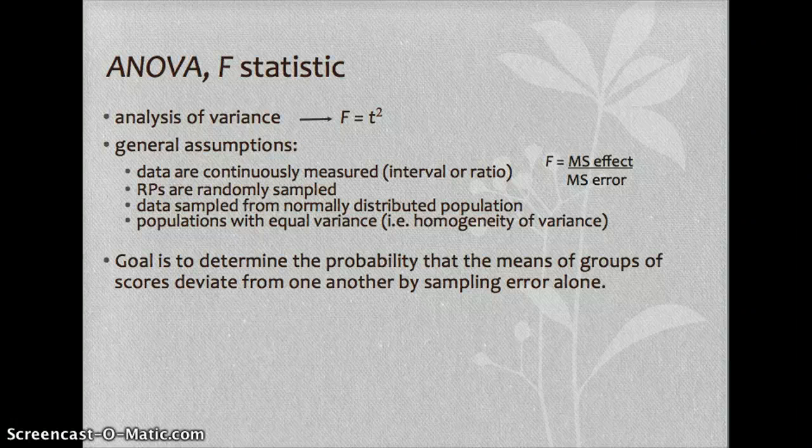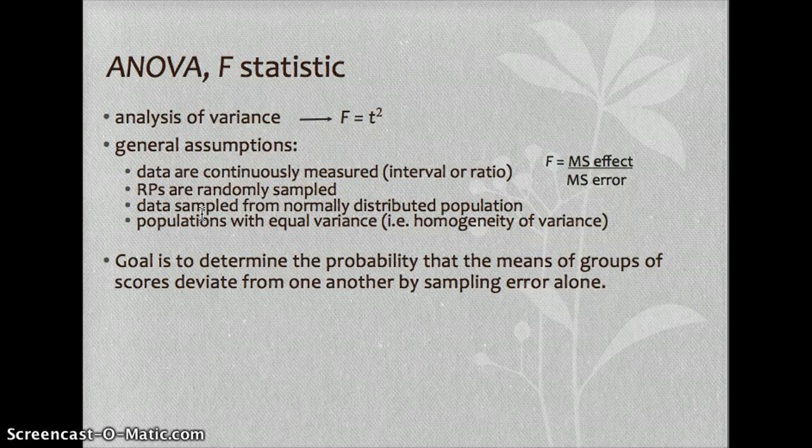Okay, an ANOVA or an F statistic, this is where you have some general assumptions. So this is where you have interval or ratio data, and so the data are continuously measured. The research participants are randomly sampled, and the data are sampled from a normally distributed population.